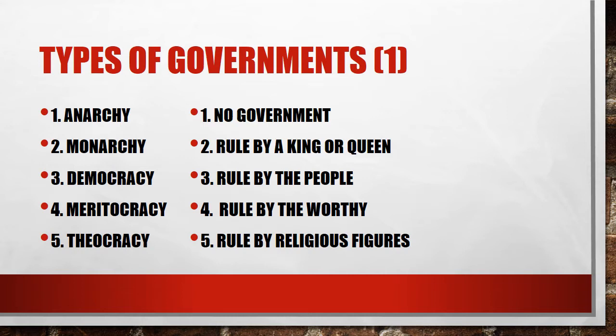Number 4, a meritocracy. A meritocracy is a rule by the worthy. So instead of being elected or being born into being a king or a queen, in a meritocracy, the people that run the government would have proven their worth in some way. So maybe they're all the smartest people, or maybe they're all the wealthiest people. But in some way, the people running the government would have been chosen based on their abilities.